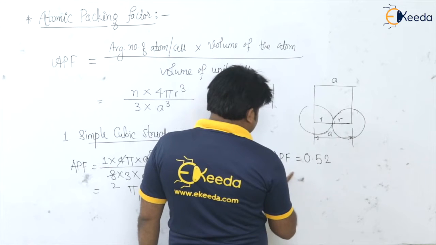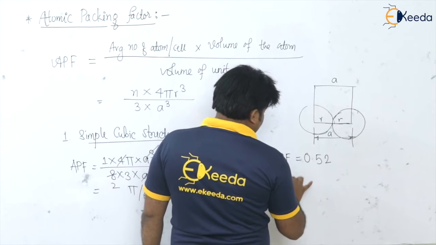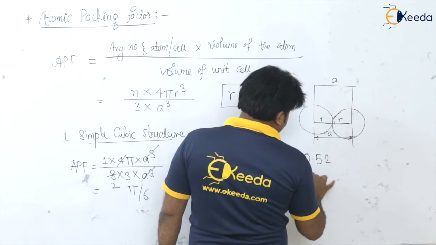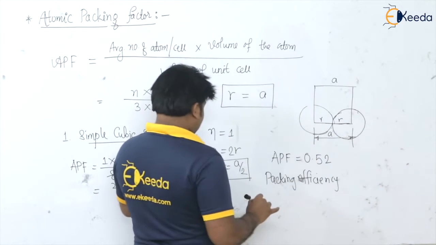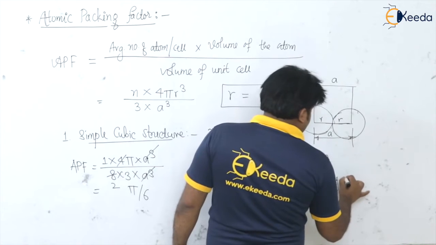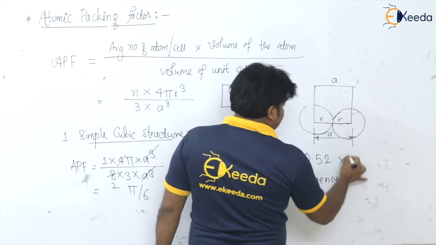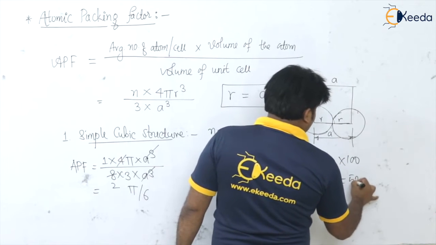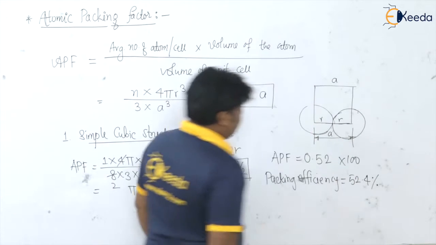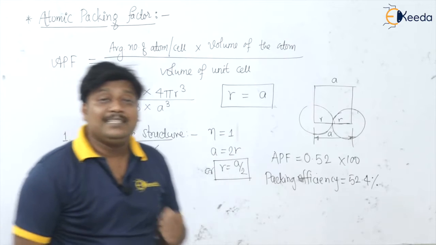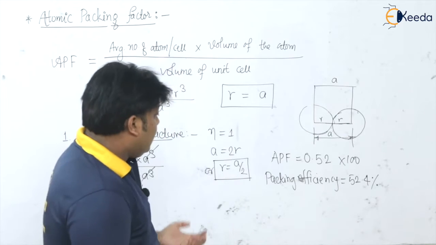And what is packing efficiency? Packing efficiency will be, it is 52.35. So I will write here, multiply by 100, so 52.4% will be the packing efficiency for simple cubic structure.